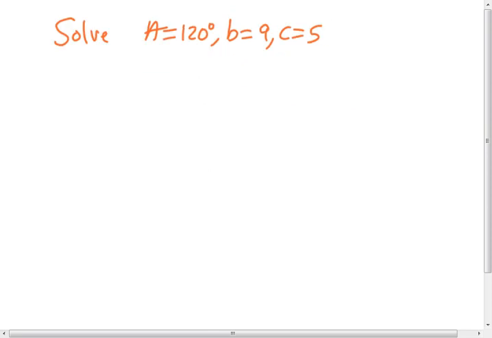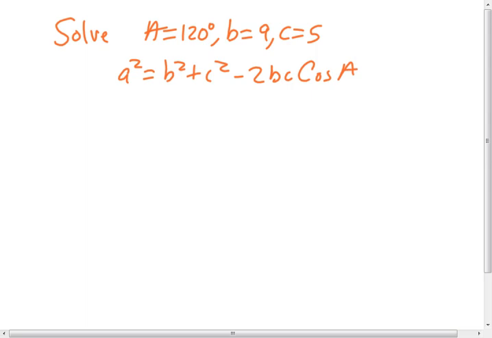The first one is solving this triangle given this piece of information. So the first thing we're going to do is, since we're given angle A, we're going to have to solve for a squared. That would be the corresponding side. So a squared is equal to b squared plus c squared minus 2bc cosine of that angle A.